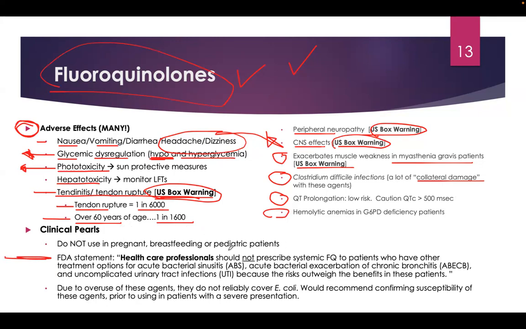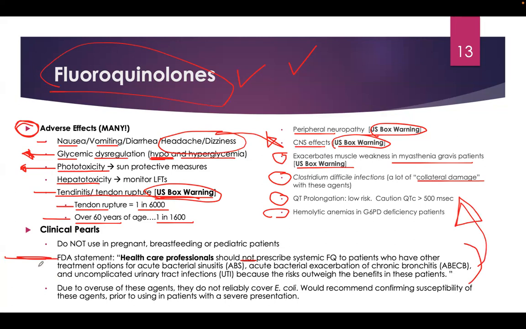Healthcare professionals should not prescribe systemic fluoroquinolones to patients who have other treatment options for acute bacterial sinusitis, acute bacterial exacerbations of chronic bronchitis, COPD exacerbations, uncomplicated urinary tract infections, because the risk outweighs the benefit to these patients. When you read that FDA warning, you just became culpable if any of this happens. And if you do it, you can't say you weren't warned.